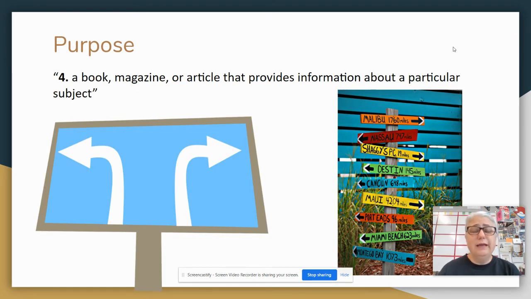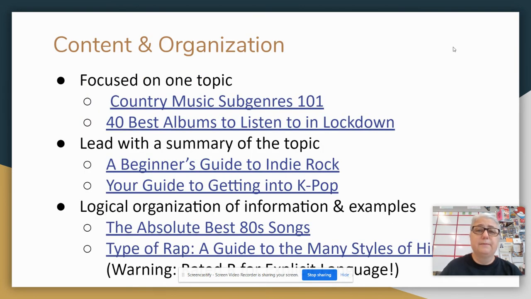So, when we're talking about a guide, what is the purpose of a guide? Well, the purpose is to provide information about a particular subject. You, as an author, what is your purpose for the guide you are going to write? What do you want your readers to know? You need to think about that as you start planning and crafting your guide.